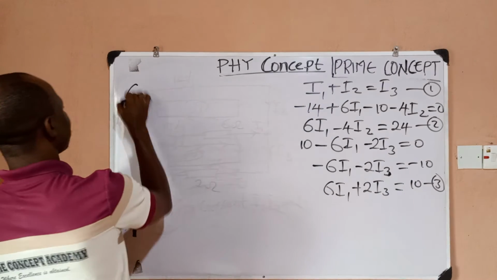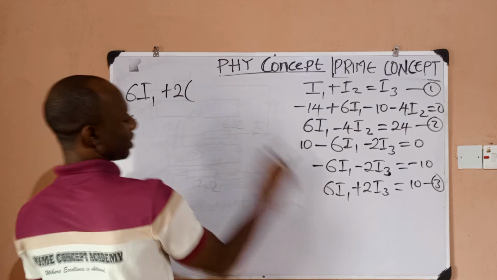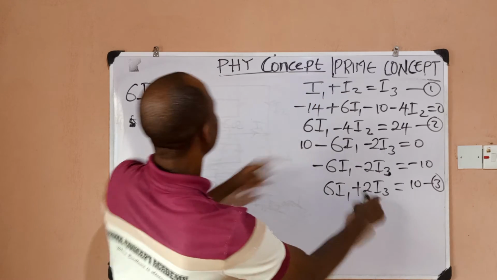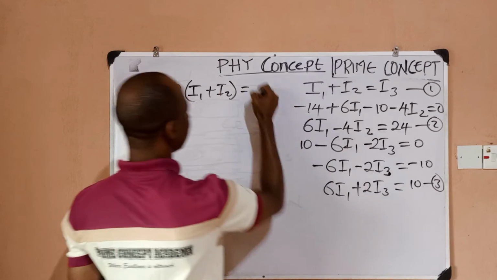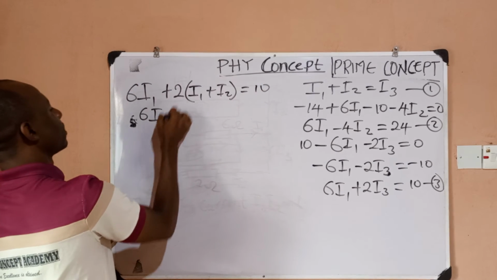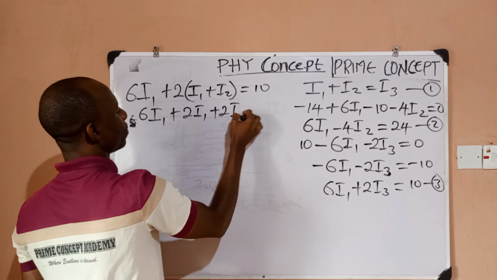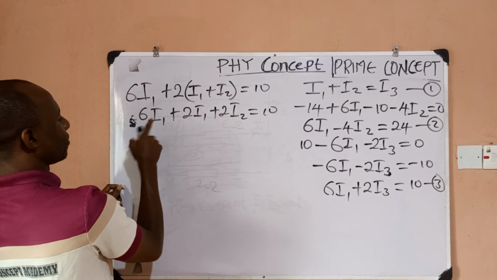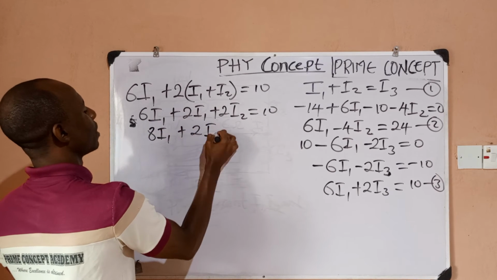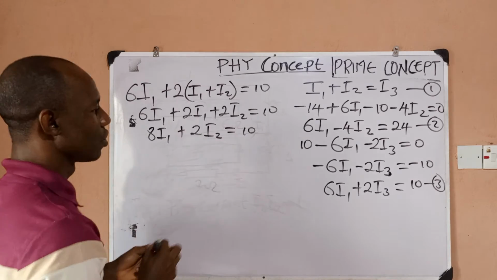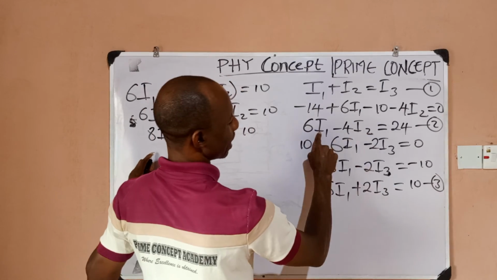So I have 6 I1 from this, right? Plus 2, instead of I3, I'll be writing I1 plus I2, then equals what now? Equals 10. So I have 6 I1 plus this, that is 2I1, this, that is 2I2 equals 10. So I have 6 plus 2 is 8I1 plus 2I2 equals 10, right? I'm going to compare this equation which has I1 and I2 and then equation 2 which has I1 and I2.